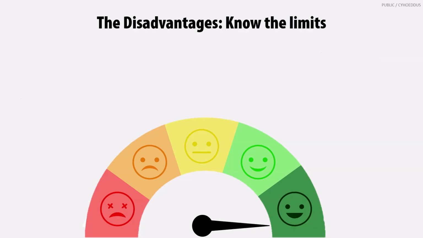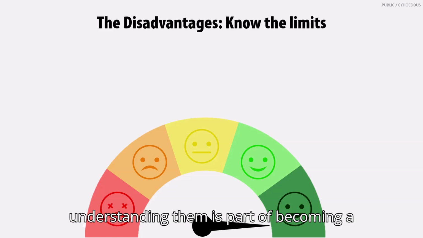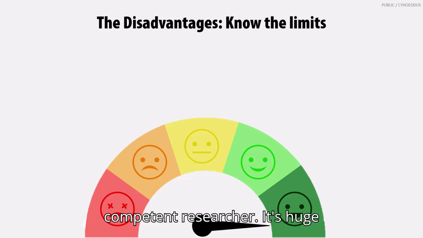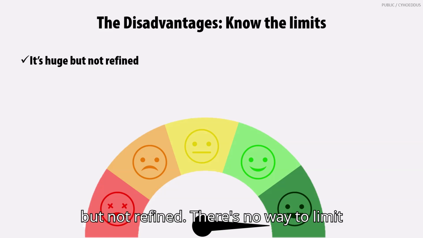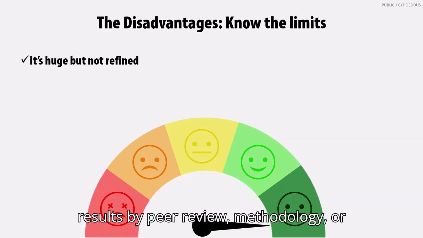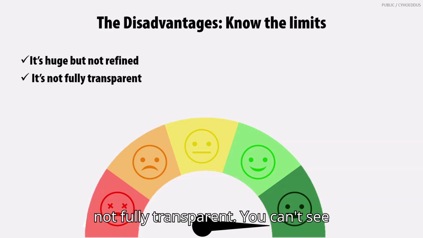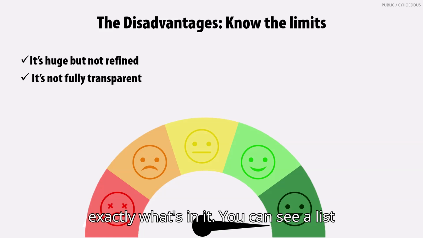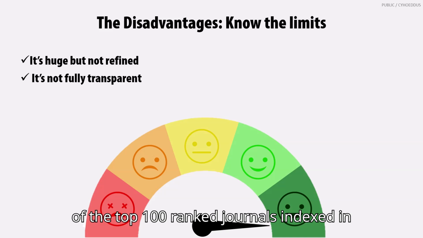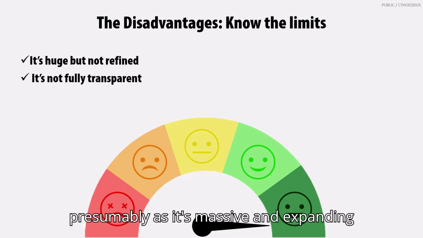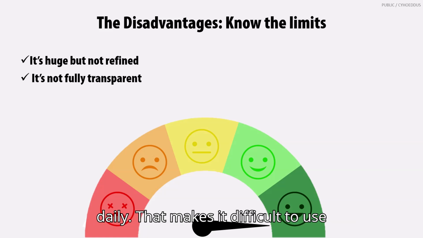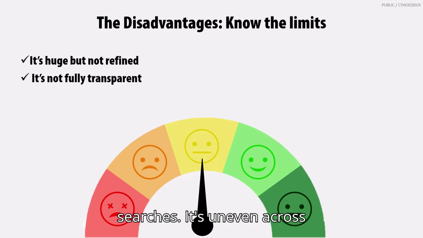But like any tool, Google Scholar has its limitations, and understanding them is part of becoming a competent researcher. It's huge but not refined. There's no way to limit results by peer review, methodology, or subject headings like you can with subscription databases. It's not fully transparent. You can't see exactly what's in it. You can see a list of the top 100 ranked journals indexed in Scholar, but not the entire contents list, presumably as it's massive and expanding daily. That makes it difficult to use for systematic reviews or comprehensive searches.